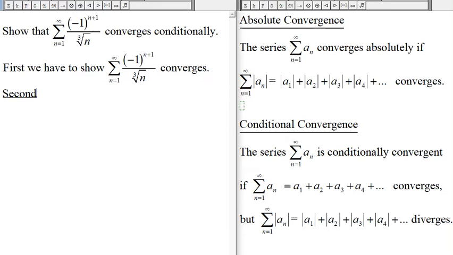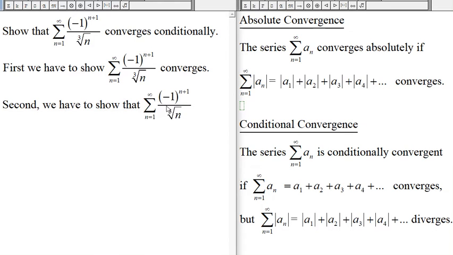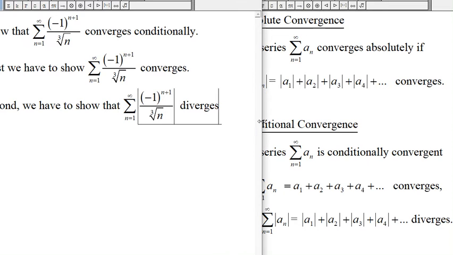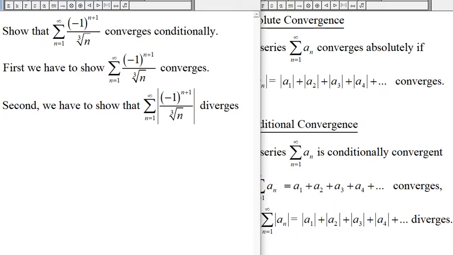And then second, we have to show that if we put absolute value around that expression, this diverges. And so that's what the definition of conditional convergence is. First, we have to show that the alternating series here converges, and then if we put absolute value around it, it diverges. And so now we will show that this right here converges.